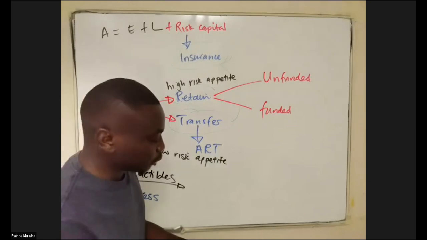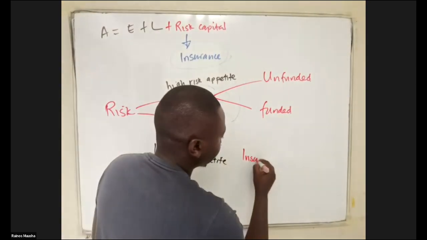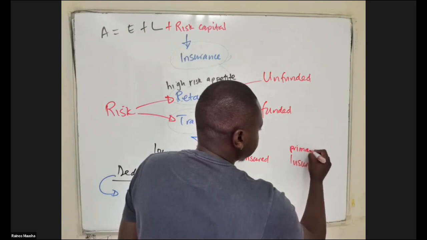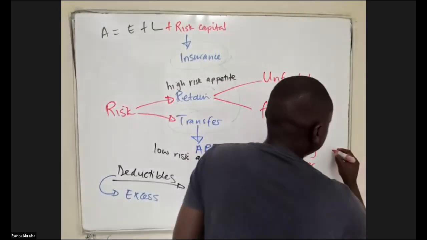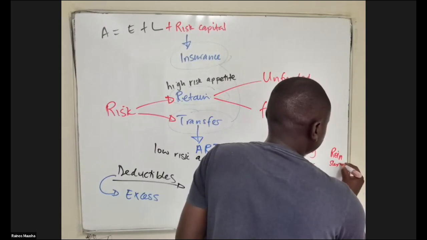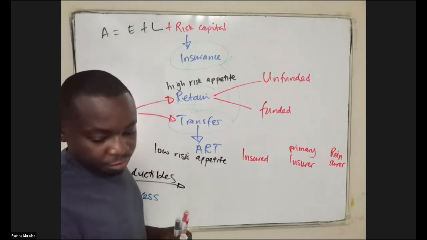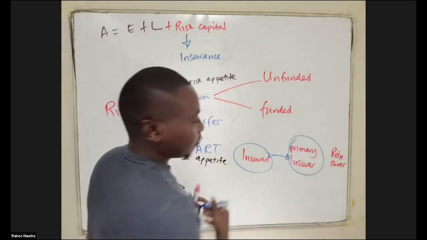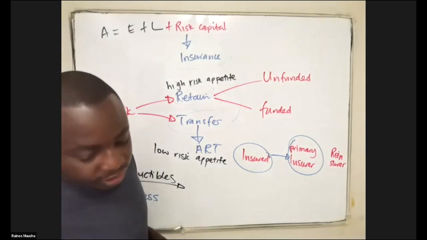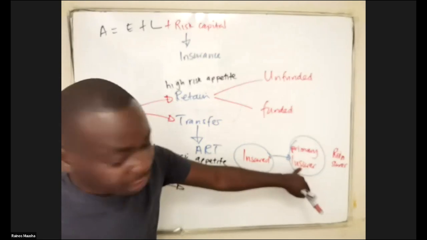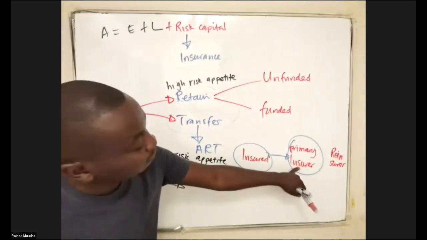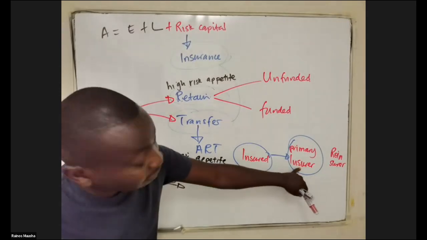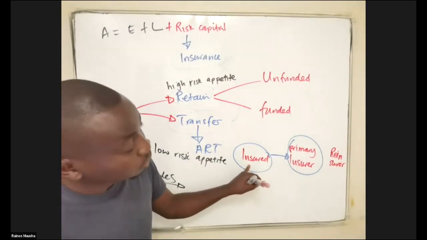So historically, from an insurer's perspective, we have the insured here, and then we have the insurer. I'll call this the primary insurer, right? Then we also have the reinsurer as well. So when you look at the relationship, the insured transacts with the primary insurer. But historically, the primary insurer is saying, you know what, I might not have enough money or funding available to meet the cost of the claim. In case the insured claims, I might not have the means available to meet that cost. So what do they do?